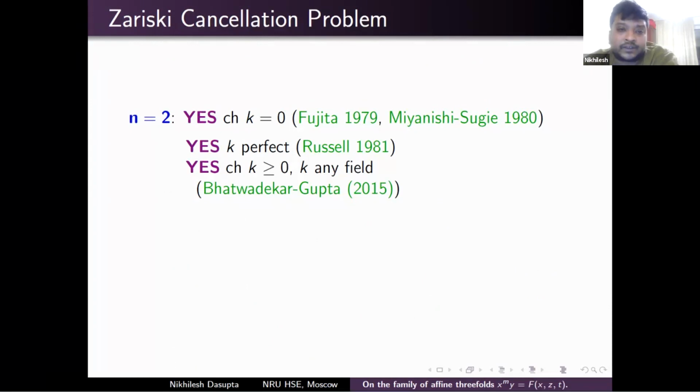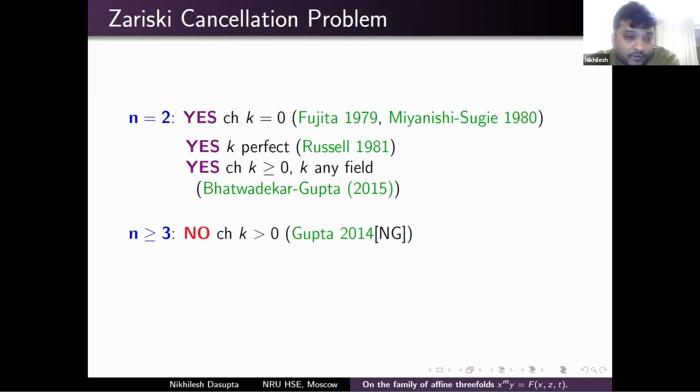For the characteristic 0 case, it was proved by Fujita and Miyanishi-Sugie. These are two independent papers, in 1980. The result was generalized by Peter Russell in 1981 for perfect fields, and it was further generalized over any field by Bhatwadekar and Neena Gupta in 2015.